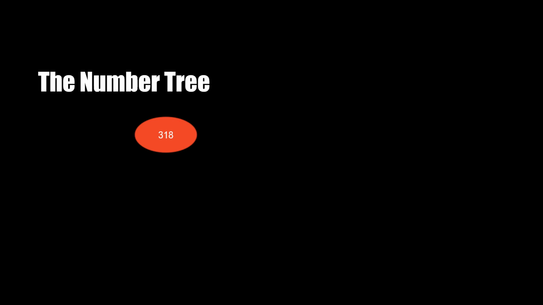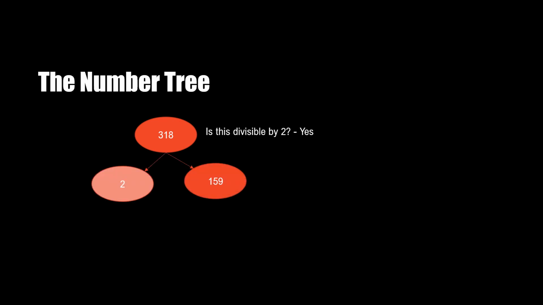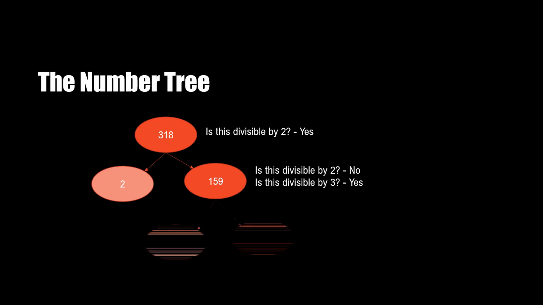318. First, we will check, is this divisible by 2? The last digit is 8, so it is divisible by 2. We write down 2 and the quotient is 159. Next, we will check if 159 is divisible by 2. No, it is not. Then we will check if it is divisible by 3. Yes, it is. So we write down 3 and the quotient, which is 53.